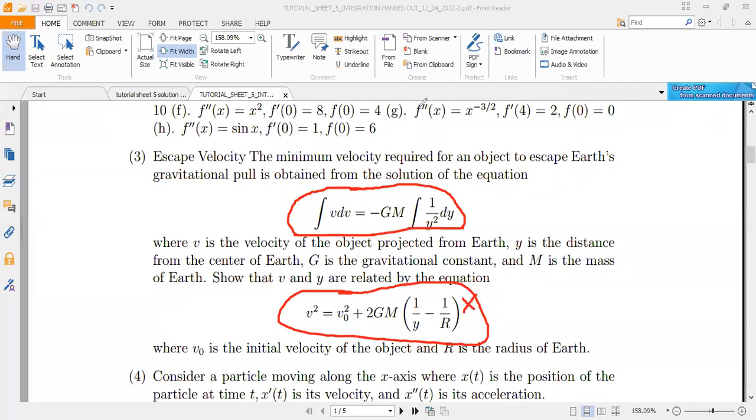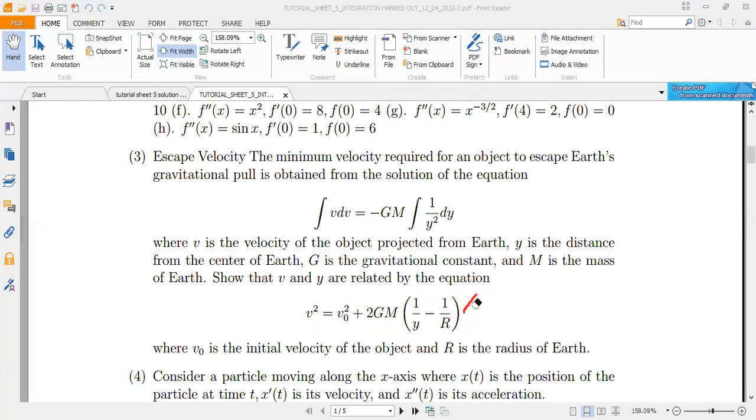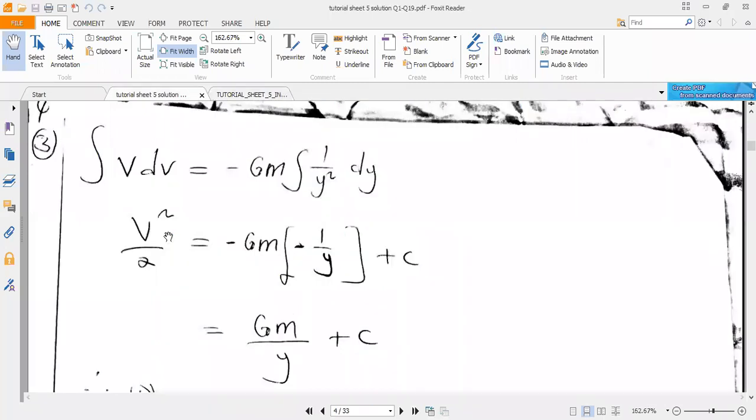So now we want to prove that v squared is equal to v naught squared plus 2GM, open brackets, 1 over y minus 1 over r. So that is what we want to show. Okay, so we can go back to our solutions. So how do we go about it?